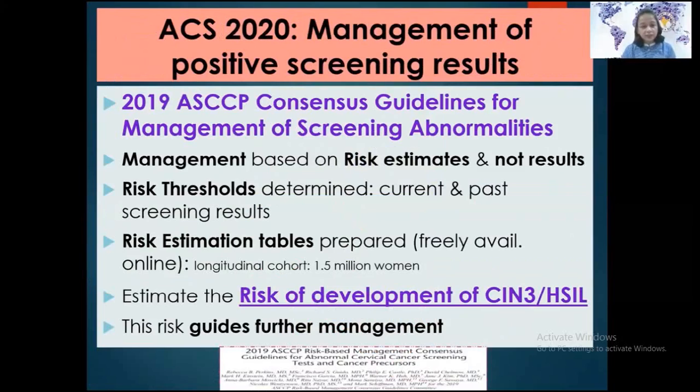So what are the recommendations for management of the positive screening results? ACS recommends using the ASCCP consensus guidelines for management of the screening abnormalities, and these management guidelines are based on the risk estimates and not the screening results. So risk thresholds are determined based on the current and the past screening results of the female, and the risk estimation tables have already been prepared. They are freely available online. And based on these risk tables, the immediate development as well as the 5-year risk of development of CIN3 is estimated, and this risk guides the further management.